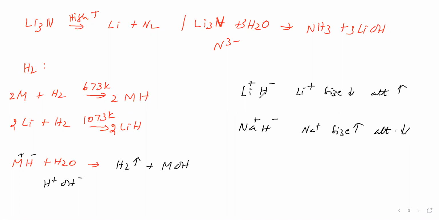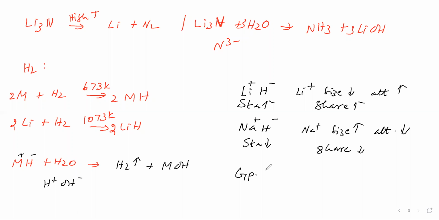Therefore, the H minus electron cloud is strongly shared between Li plus and H minus. So sharing is to a higher extent. Here sharing is to a lower extent. Therefore, this stability is high. This stability is low.